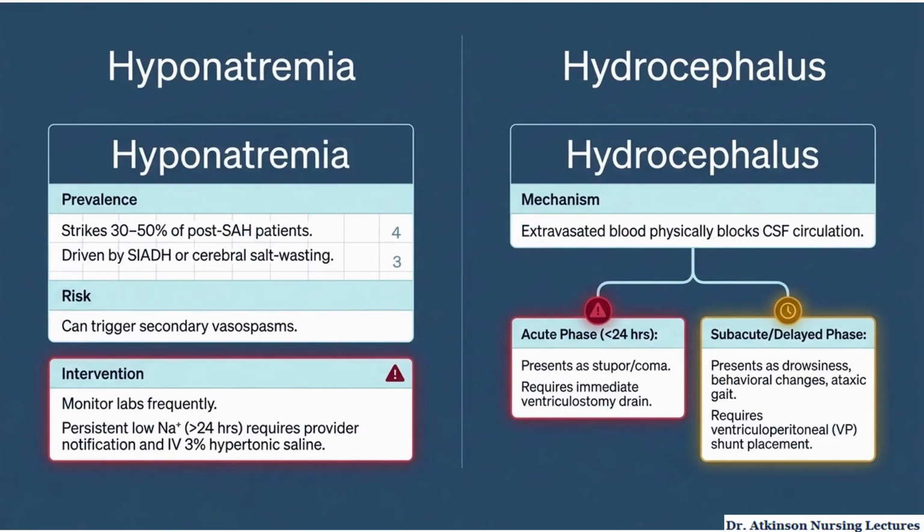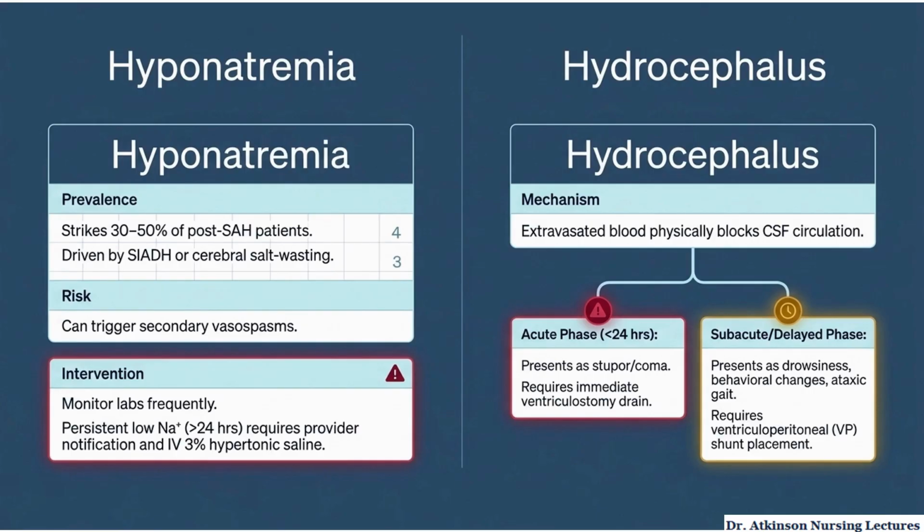Now on the other side, we have hydrocephalus. Here, blood obstructs normal CSF circulation, causing fluid to build up inside the ventricles. In the acute phase, patients can rapidly deteriorate with decreased LOC, stupor, or even coma. That situation may require an emergent ventriculostomy drain to relieve pressure. Some patients later develop delayed or chronic hydrocephalus. Those patients may appear more sleepy, confused, or unsteady with walking. In that setting, they may eventually require a VP shunt for long-term CSF diversion.